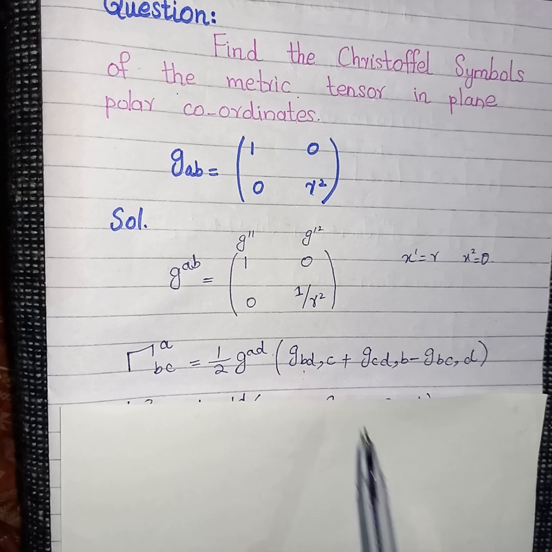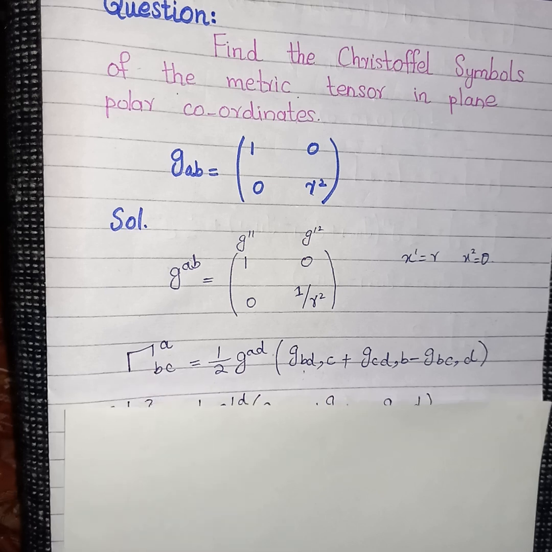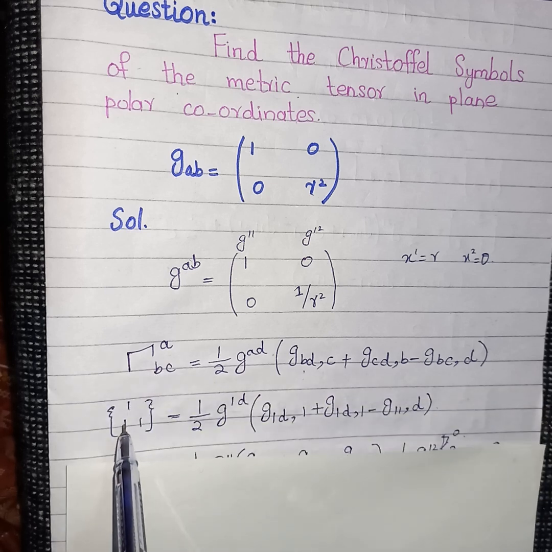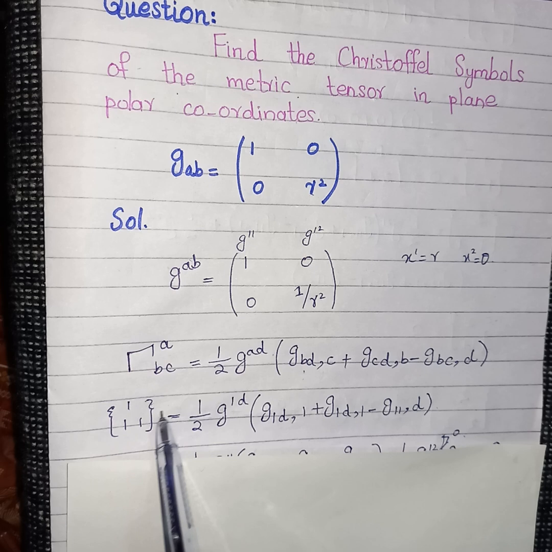Now if we substitute the values, first of all we will take a equal to 1, b and c equal to 1. Then we will get this one. This is another representation of Christoffel symbols. You can either represent them by this one, like gamma 1 1 1, or by this.